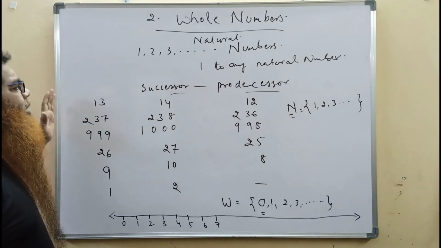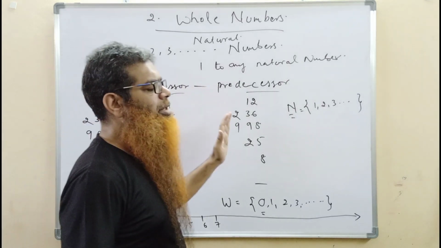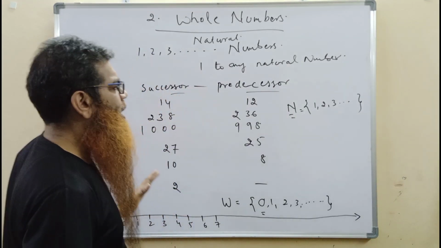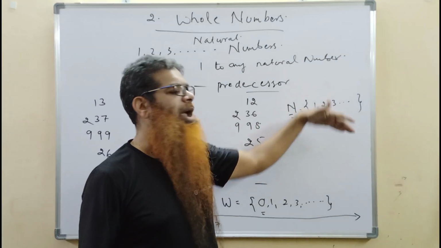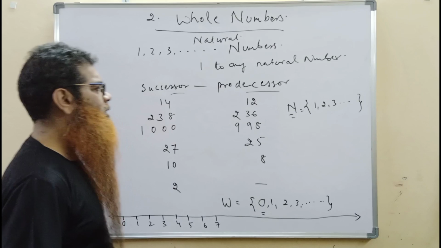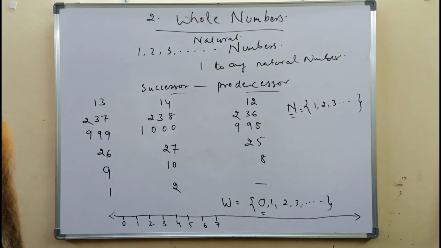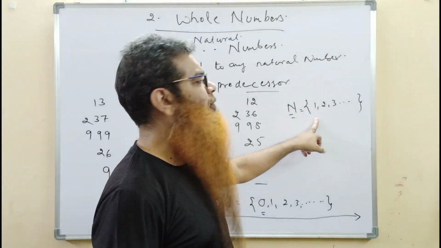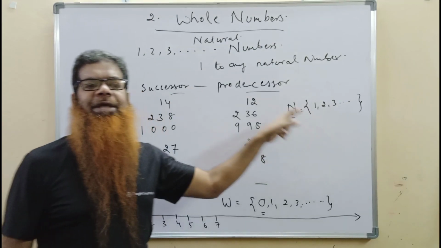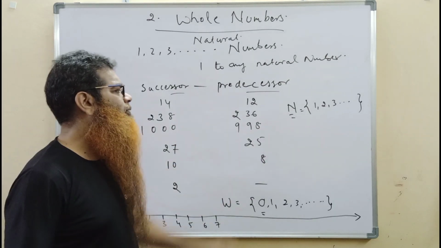In natural numbers, there is a successor for every number and there is a predecessor for every number except 1. The set of natural numbers begins from 1 and has no end. There is no number which has no successor. Every number has a successor. Every number has a predecessor except 1 in the set of natural numbers. 1 has no predecessor.